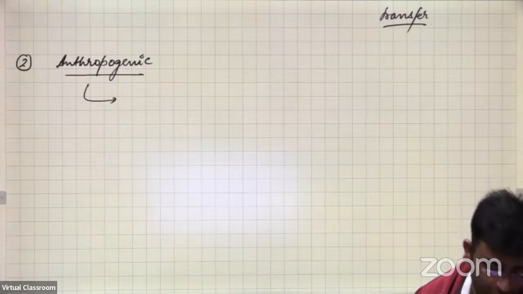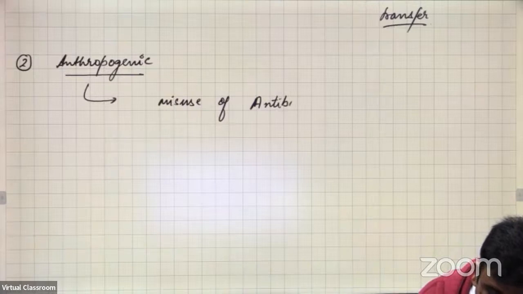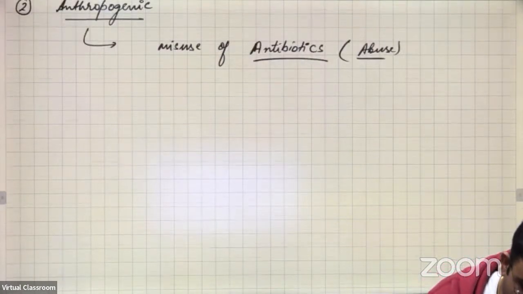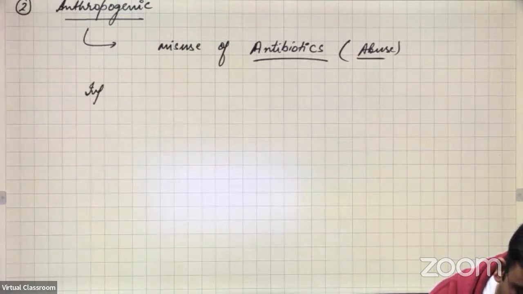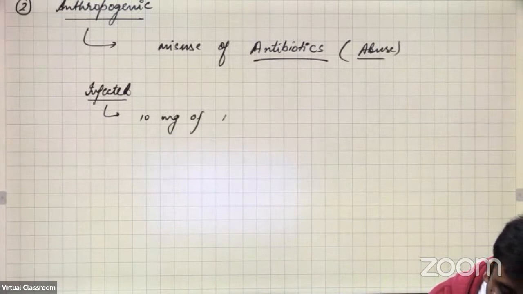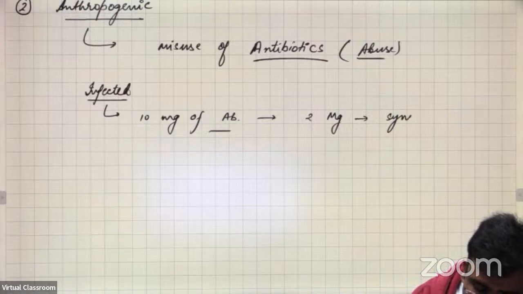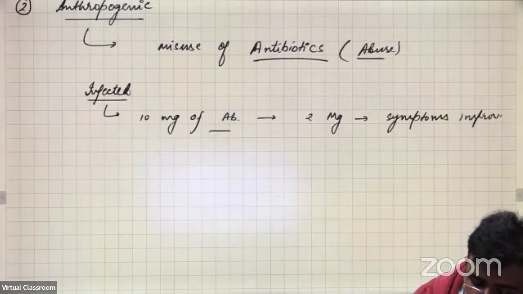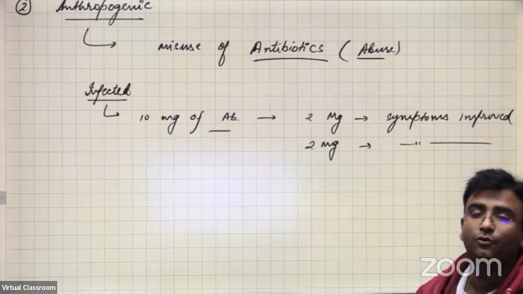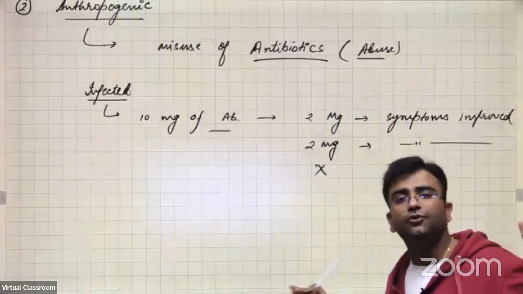Now look at anthropogenic. What happens in anthropogenic? The biggest reason for antimicrobial resistance because of human beings is the misuse or abuse of antibiotics. Think about a scenario that you are infected because of some bacteria, and this bacteria needs 10 milligram of antibiotics. You took one tablet, let's say it had 2 milligram, and your symptoms improved. You took one more tablet, and your symptoms became even better, such that you are almost back to normal, and you stop here. You require 10 milligram of antibiotics, and you just took 4 milligram, and your symptoms got resolved. You thought that you are now fit and fine.